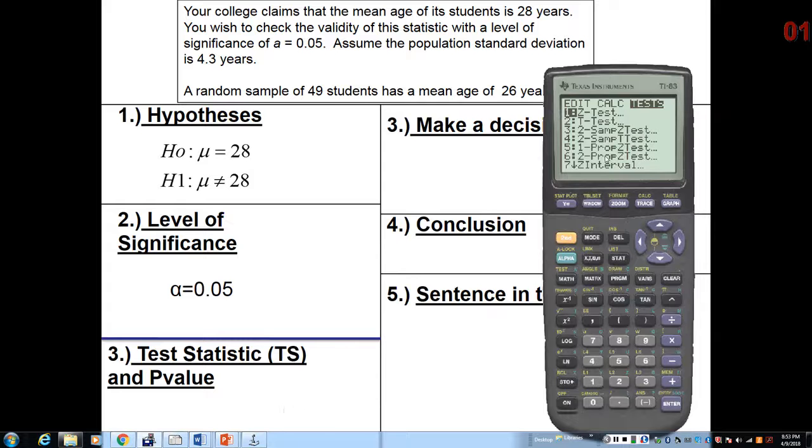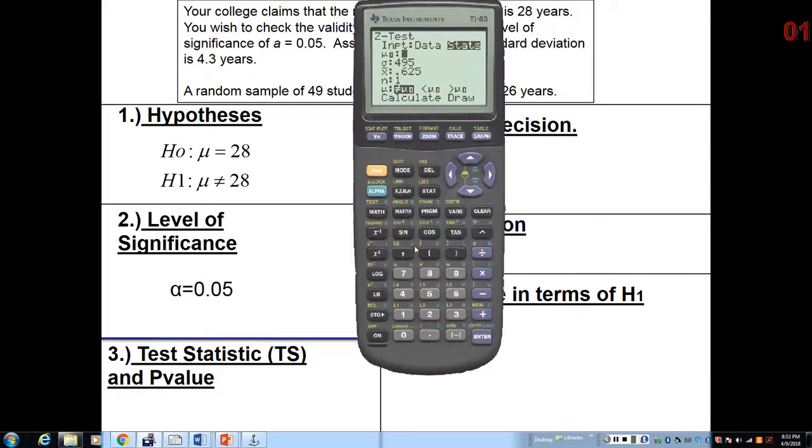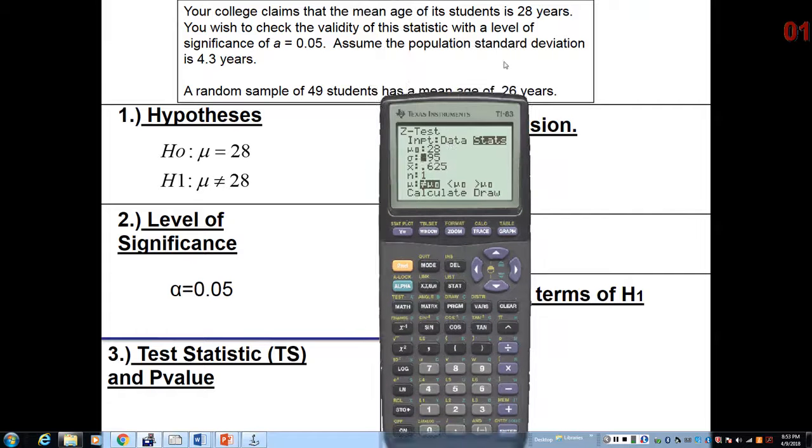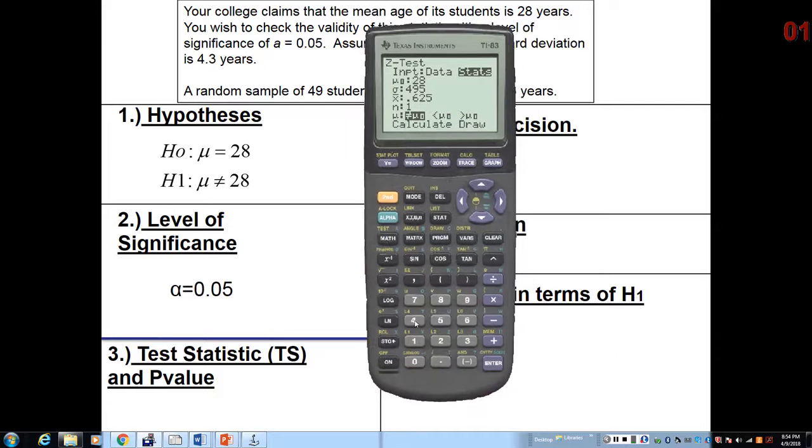So we're going to do the Z-test. We're going to have our mu sub 0. The mu sub 0 is basically your null hypothesis value. That's what you put in here. It's going to be 28 in this case. So it's 28 there. You want to find out what your population standard deviation is. It's 4.3. So you're going to have 4.3.